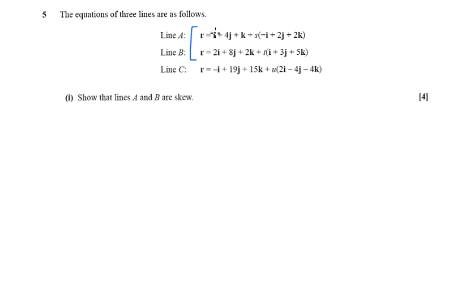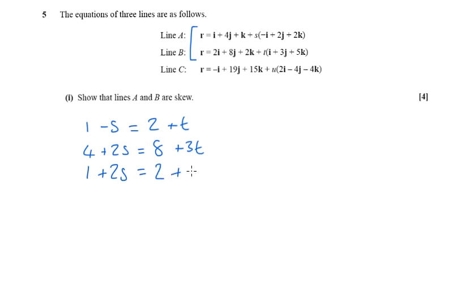So we've got the position vector and the direction vector to deal with. For the i components, we've got 1 take away s needs to equal 2 plus t. For the j components, we've got 4 plus 2s needs to equal 8 plus 3t. And we've got 1 plus 2s needs to equal 2 plus 5t. So I'm just going to number these 1, 2 and 3.